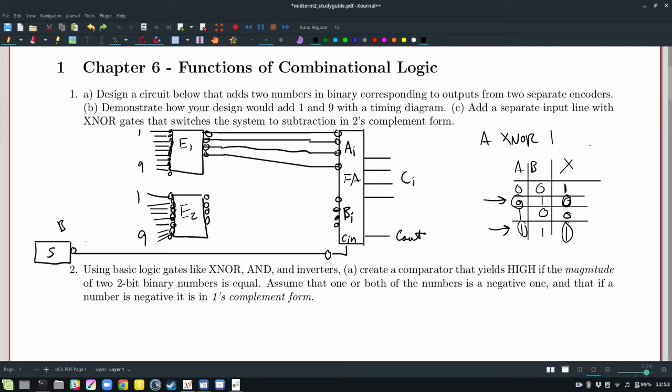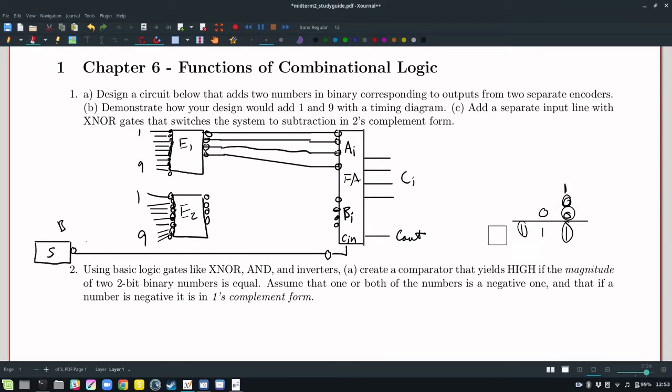But if you look at the other cases, if B is 0, then A comes in as a 0 and leaves as a 1. And if B again is a 0, if A comes in as a 1, then it leaves as a 0. So A XNOR false equals A bar, we can write. Now to get 2's complement form, you have to flip every bit and then add 1. And that's what we want. So we need these XNOR gates to accomplish that, and we need this active low signal to do that for us.